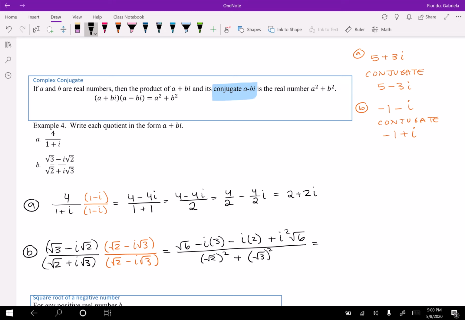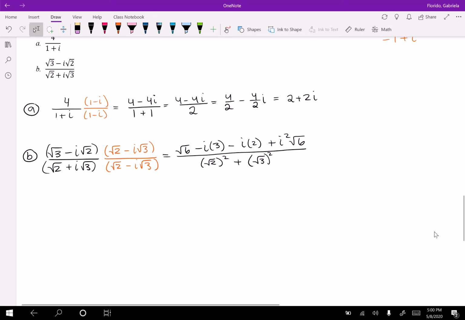So let me simplify this a little bit. Let me show a little bit more of my work. So I have the square root of 6 minus 3i minus 2i. And again, i squared is just negative 1, so negative 1 times the square root of 6. And then down here, we get the square root of 2 to the second power, that's just going to be 2, and the square root of 3 to the second power, that's just going to be 3.